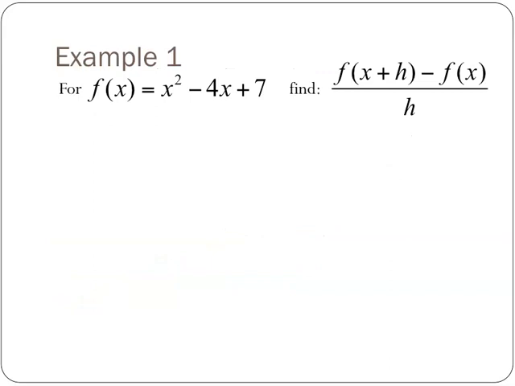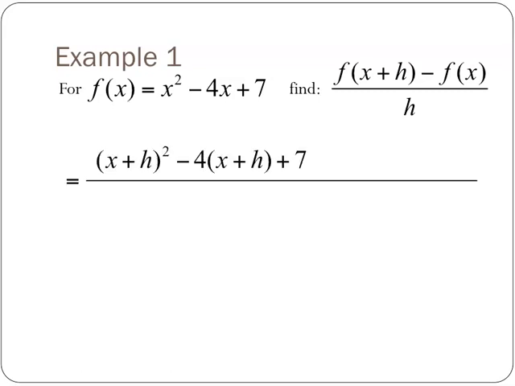Okay, so for f of x equals x squared minus 4x plus 7, find f of x plus h minus f of x, all over h, which is the difference quotient. Applying this, we plug in x plus h for x to get f of x plus h. So this will be x plus h squared minus 4 times x plus h plus 7. I'm just taking the x plus h and plugging it in for x. Now I still need to subtract f of x from that, so that's x squared minus 4x plus 7. So I have f of x plus h minus f of x, and on the bottom we have h.